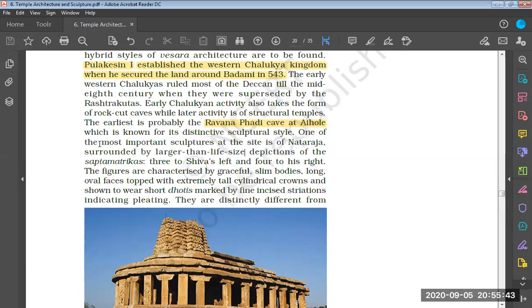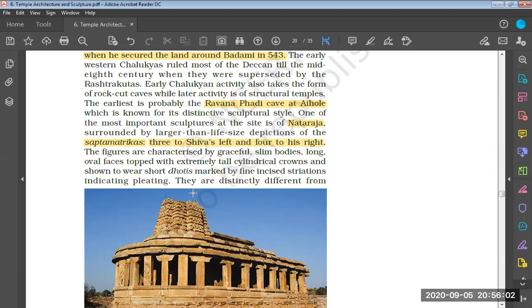One of the most important sculptures at the site is of Nataraja, surrounded by larger than life-size depictions of the Sapta Matrikas, 3 to Shiva's left and 4 to his right. That's why it is called Sapta Matrikas, that is 7. Sapta means 7.